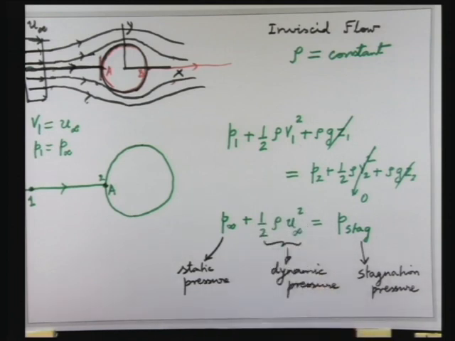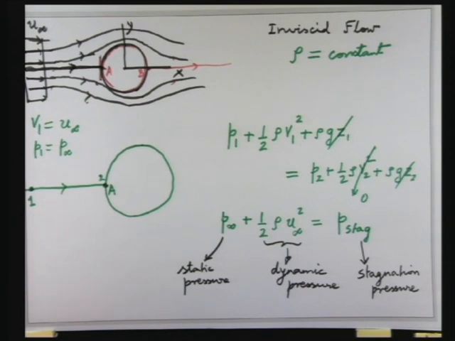So this Bernoulli's equation was derived from balance of momentum. It can also be derived under certain conditions from balance of energy. Okay, so it represents both the conservation of energy and conservation of momentum under some specific conditions.